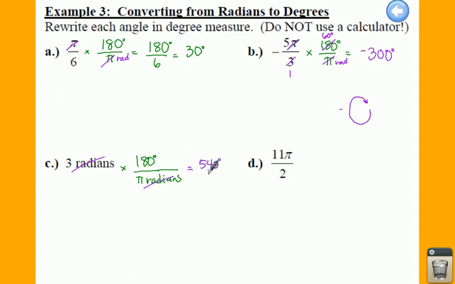degrees over pi. What you can do is simplify that a little bit: 540 divided by pi, so you're dividing by about 3.14. Let's see, if you plug that into your calculator, that should give you about 172 degrees if you round it. So 172 degrees.